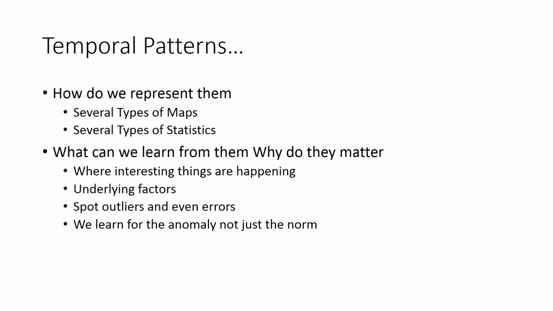So how we represent them, again, lots of different types of maps, lots of different types of statistics. But they allow us to see some of these things. We can also see where the interesting things are happening, what are some of the underlying factors, what are some outliers or errors, and often, like with the other data, we can learn more from the anomalies than we can from the normal data a lot of times.